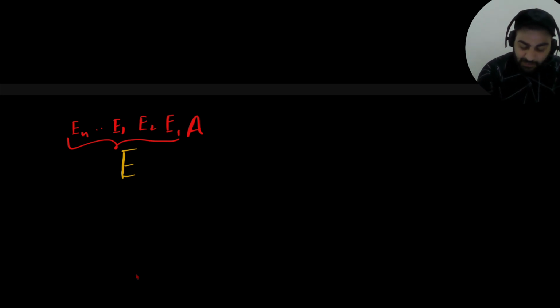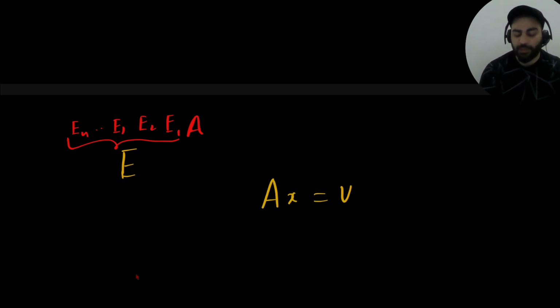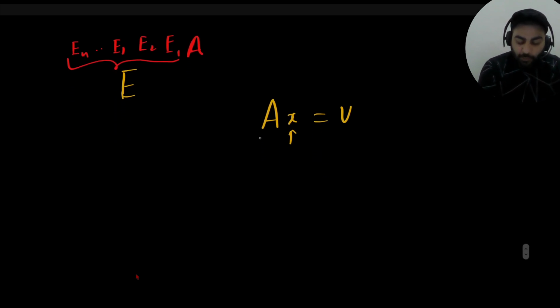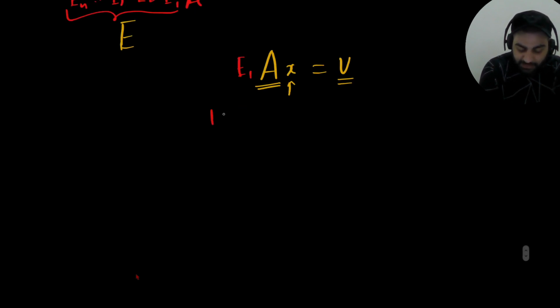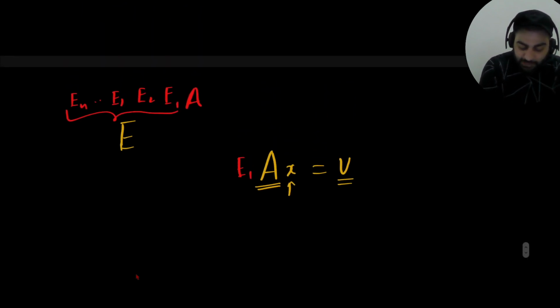In our case, for example, we had Ax is equal to V. That was our equation. Now we want to find this x. So what we did is we performed certain operations on this, and parallelly we performed the same operations onto this. A was multiplied by the first elementary matrix, then second, then third, and so on till n. Similar thing was done to this V.